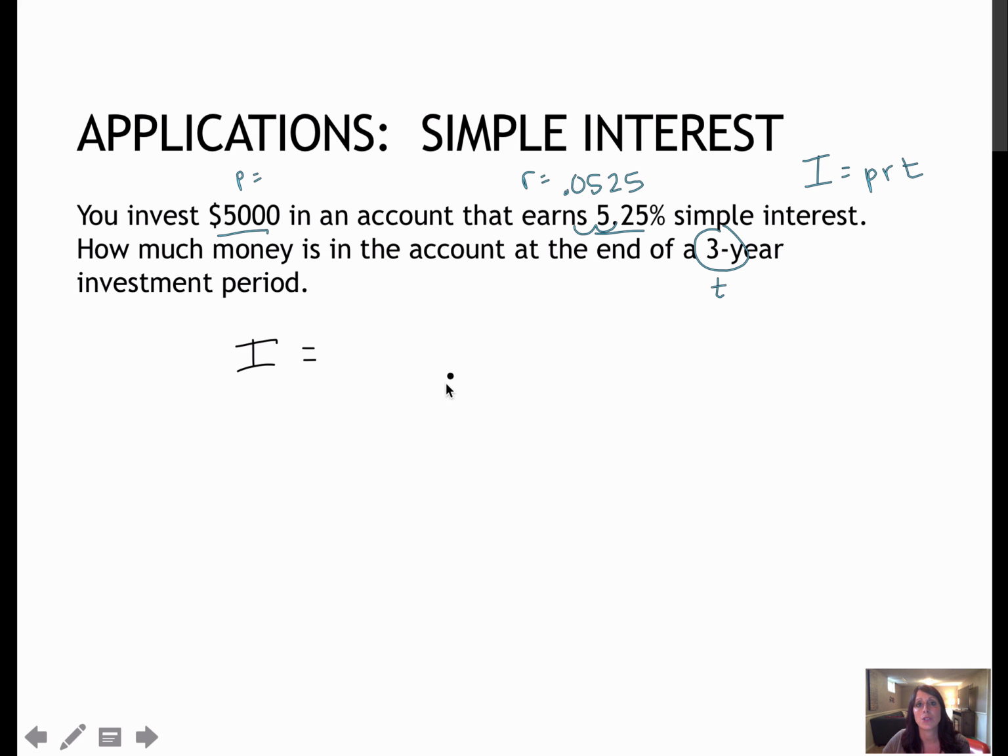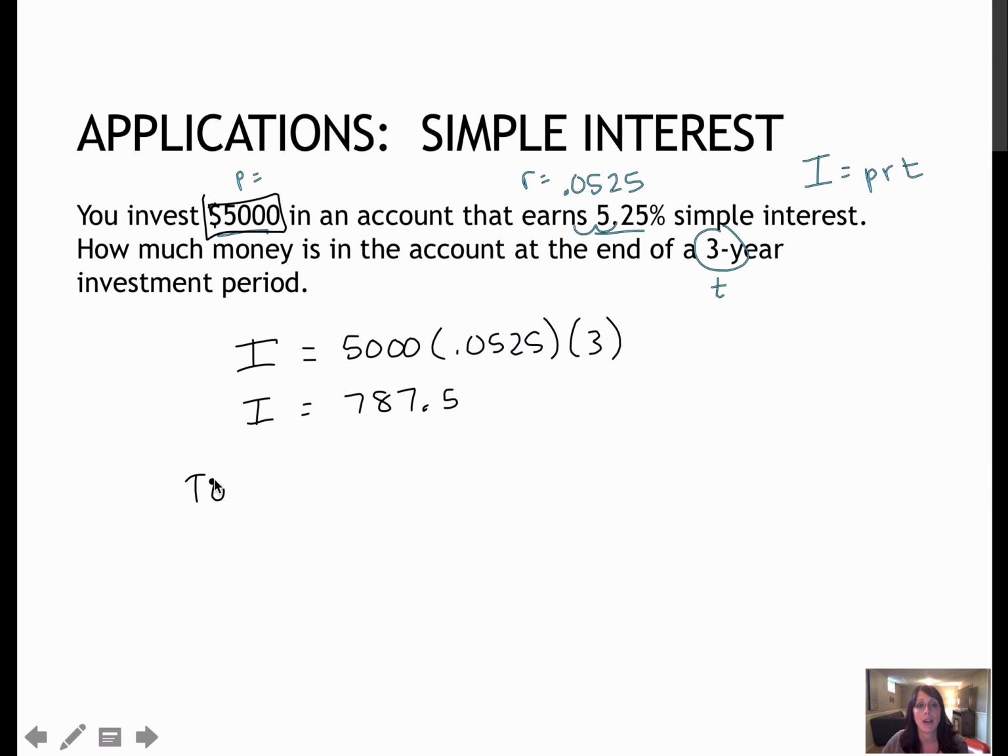To find the interest, I'm looking for principal times rate times time. Multiplying those values together gives me 787.5, and that's where a lot of students stop and they say I would have $787.50. But remember, I have this 5,000. This is just the amount that's being added to the 5,000 I already have.